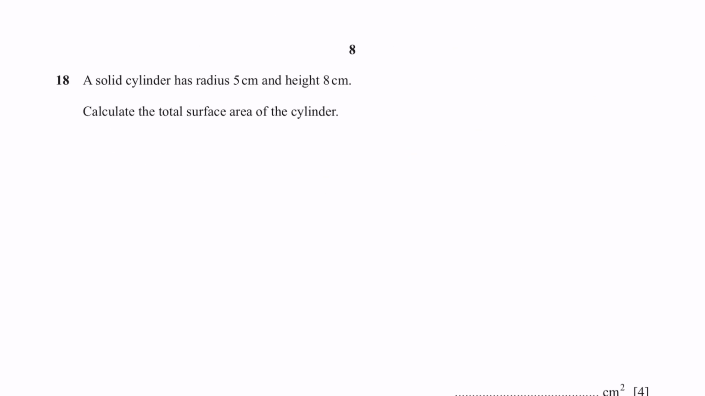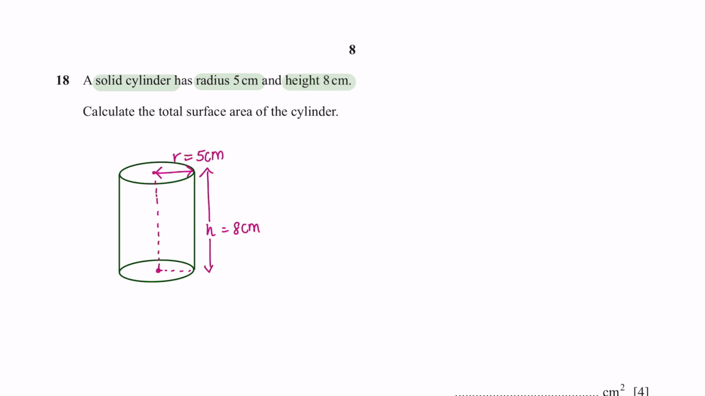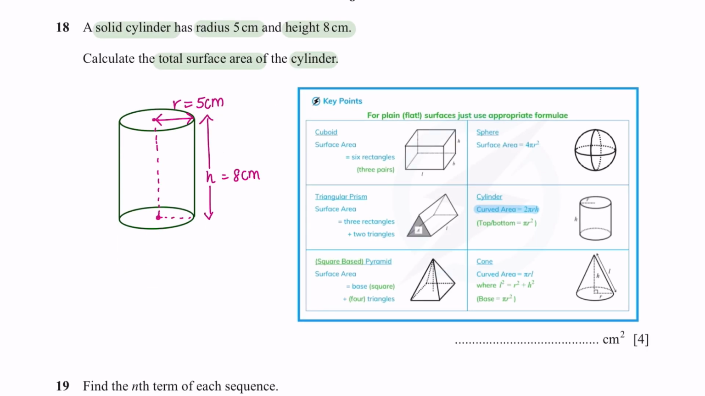Next, question 18. A solid cylinder has a radius of 5 centimeters and a height of 8 centimeters. Calculate the total surface area of the cylinder. This is a source that I got from the internet, the formula for surface area for all the shapes that you should know. So for the cylinder, this is the formula that we are going to use.